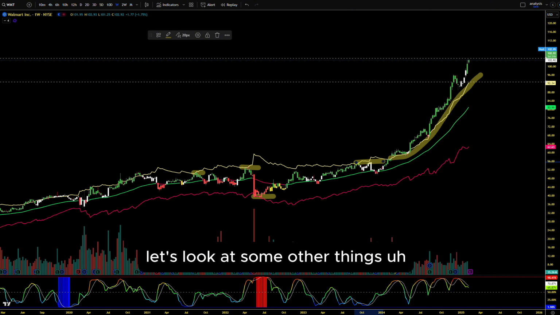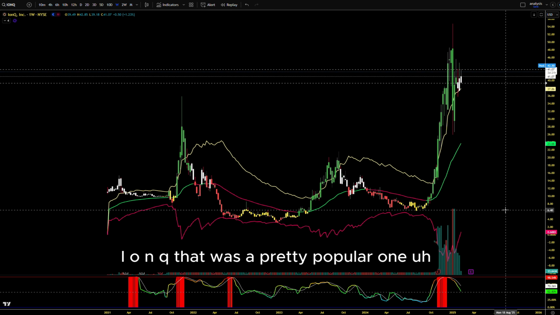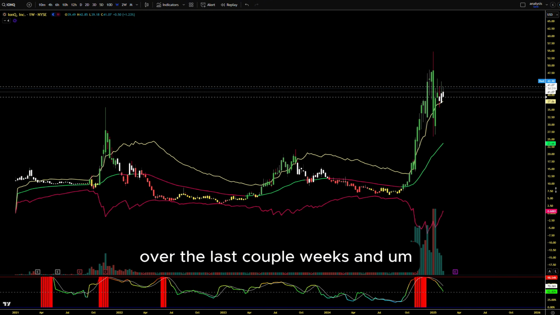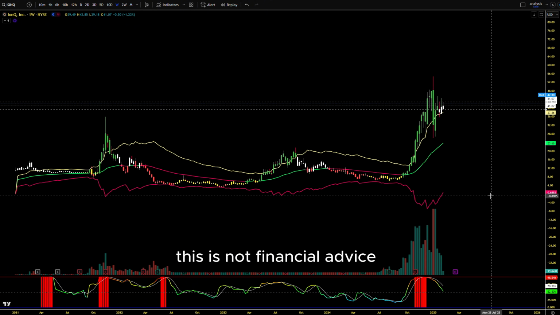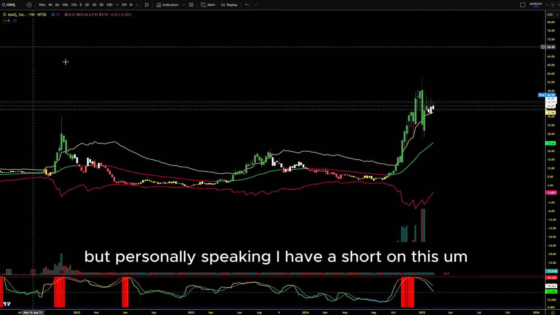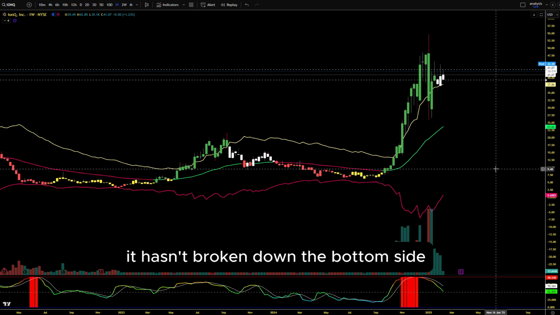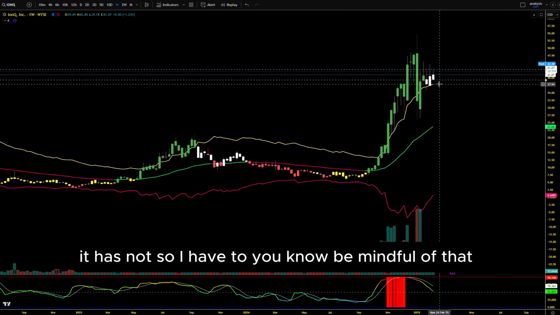Let's look at some other things. IONQ. That was a pretty popular one over the last couple weeks. And this is not financial advice, but personally speaking, I have a short on this. It's pretty clear what's happening. It hasn't broken down the bottom side, the support, yet. It has not, so I have to be mindful of that.